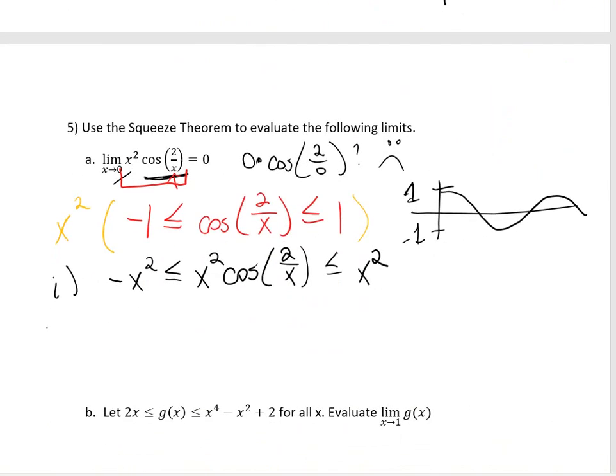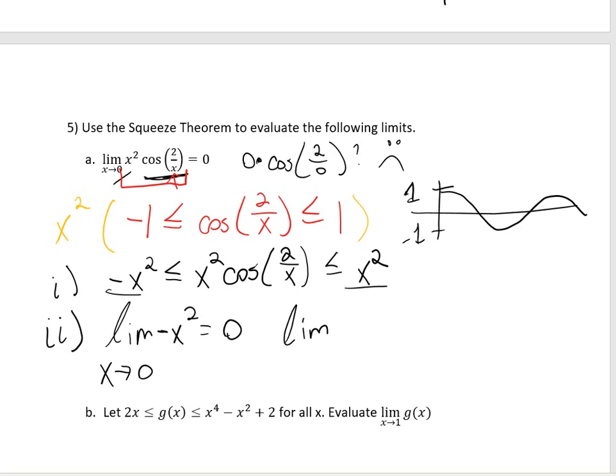Cool. Now the second thing we have to do is we have to take the limit of these two and show that the limits are equal. So let's take the limit as x approaches 0 of negative x squared. That would be 0. Let's take the limit as x approaches 0 of positive x squared, which would also equal 0. Now, since these two limits are 0, and since our middle function is trapped in between them, we know that this is true.